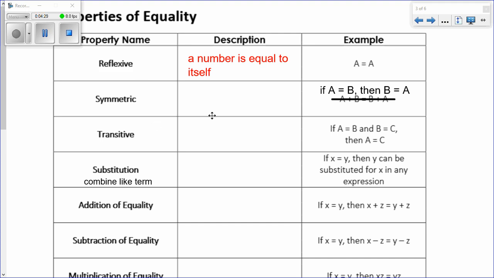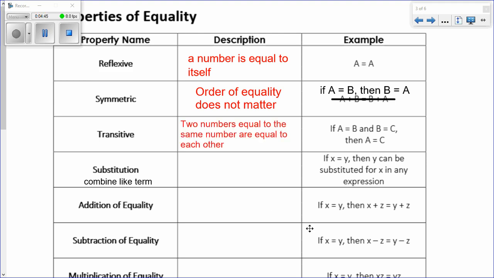Symmetric property says that you can flip the equation around. The order of equality doesn't matter. So you can have A equals B, or flip it and say B equals A. Okay? Now transitive property is a little weird.